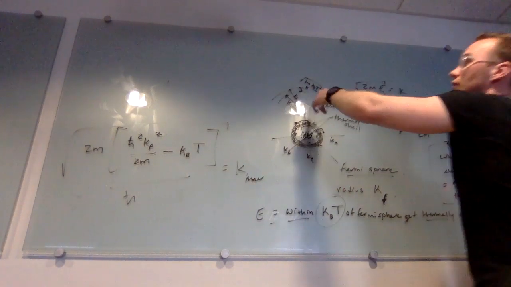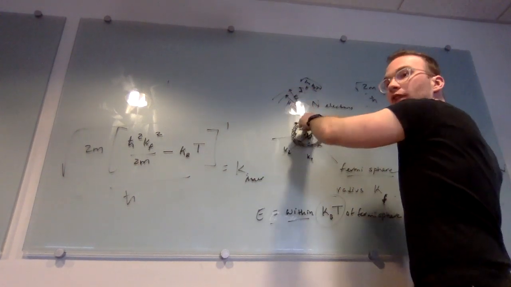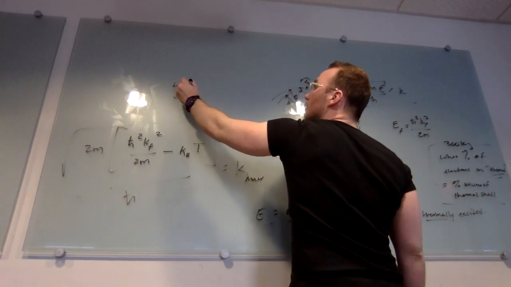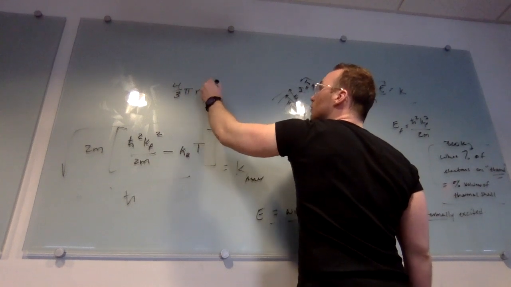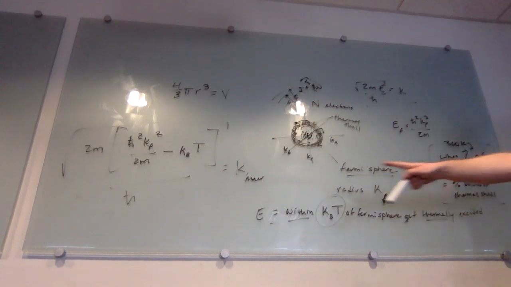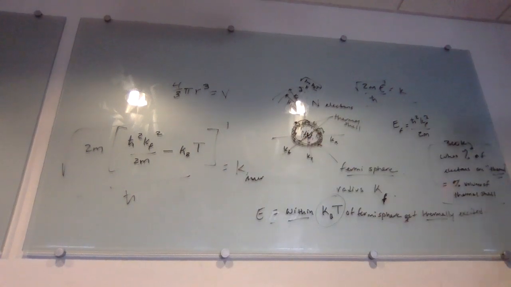Therefore, we have to use the volume of this minus the volume of this, and the volume of the sphere is given by 4/3 pi r cubed, so we have to cube like this equation. So it's a little annoying looking.